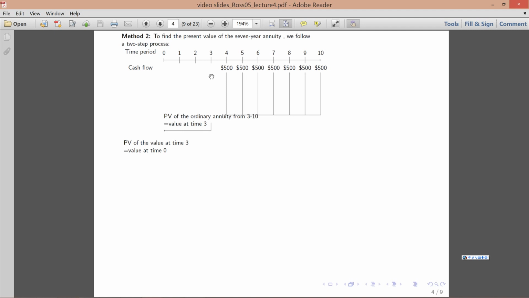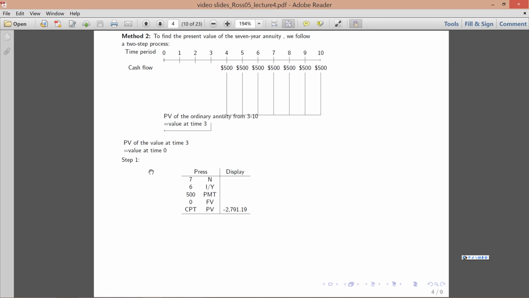In the first step, we can find the present value of the ordinary annuity from time 3 to time 10. That will give us the value at the beginning of this ordinary annuity, which is time 3. But eventually, we want to know the value at time 0, so we need to take a second step to further discount the value at time 3 back to time 0. That's the basic idea. Now let's see how we implement it in the financial calculator.